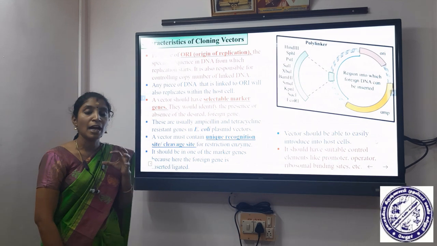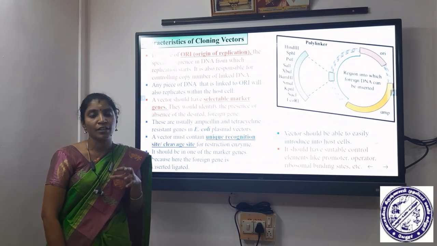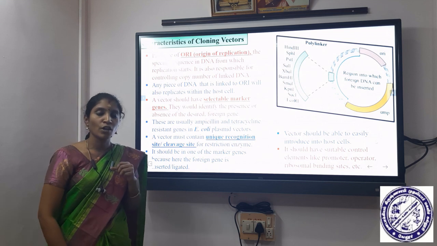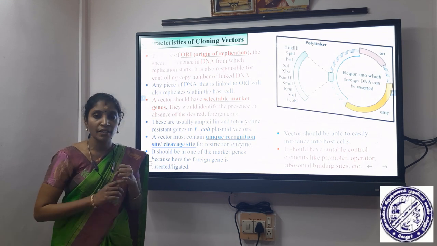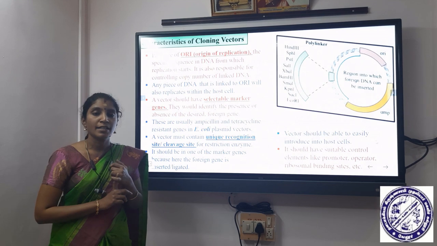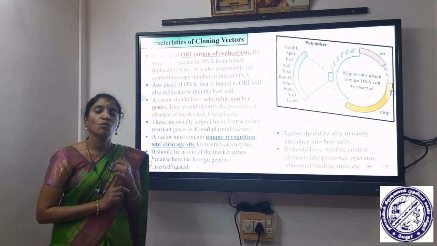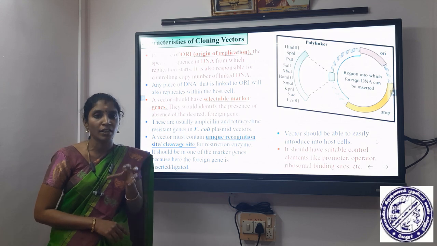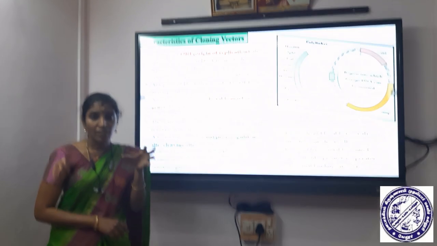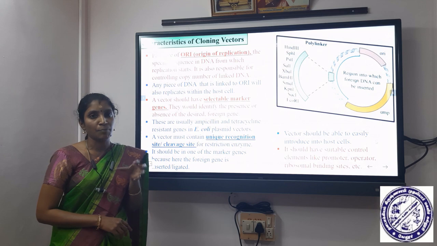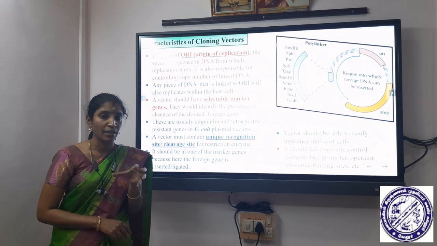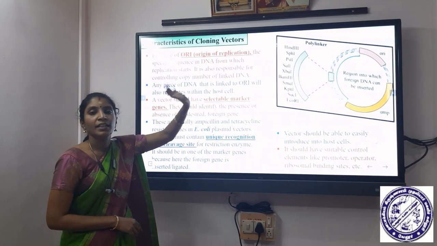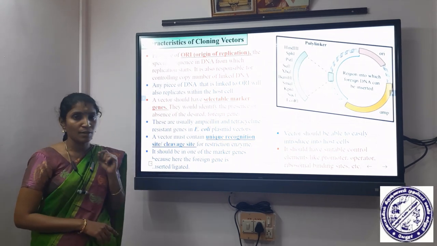So how do we select that particular cloning vector? It should have some important characteristics. The first important characteristic is that it should have an ORI site. What is meant by ORI site? ORI site is the origin of replication. It is at that site that replication initiates, and not only does it initiate the replication, it also controls the copy number of the linked DNA. This is the first important thing.